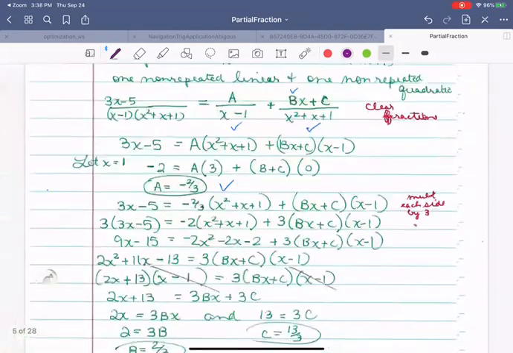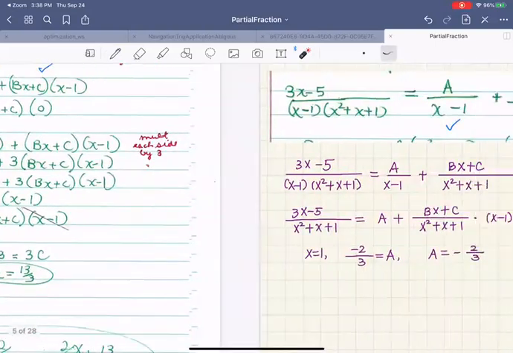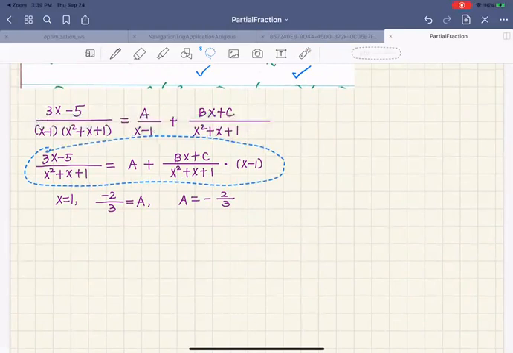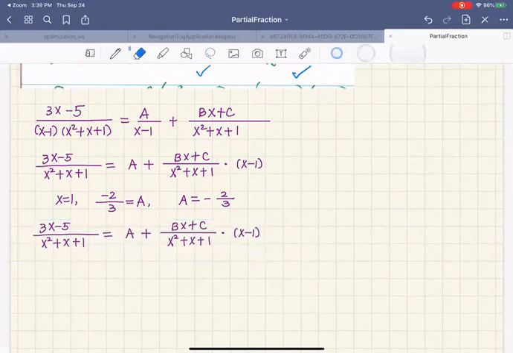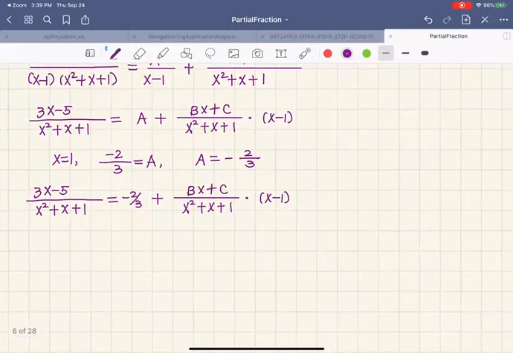The first step, we let x equal 1. That's an easy one. And then we have to do those multiplications, okay? So I'm going to plug negative 2 over 3 into here. Now a is replaced by negative 2 over 3. Now I'm going to times x squared plus x plus 1 for each term.